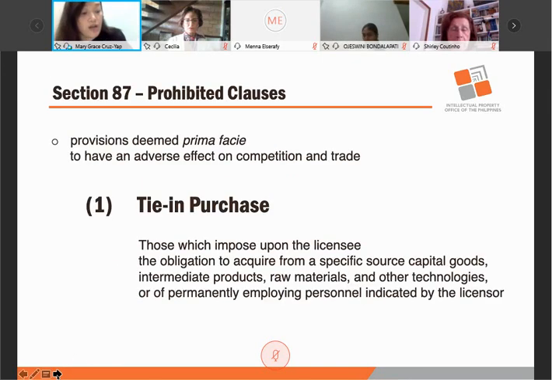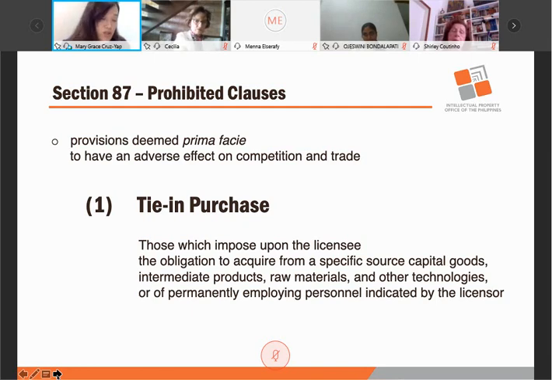In the interest of time, because I only have a maximum of 25 minutes to discuss all of this with you, I will not go into full detail on all of the prohibited clauses, but take note of the titles that will already give you an idea of what they are. We will just focus on highlighting the most critical ones and the things that we usually find in TTAs that come to our office. Prohibited clauses are provisions deemed prima facie to have an adverse effect on competition and trade. That's why they are flagged down.